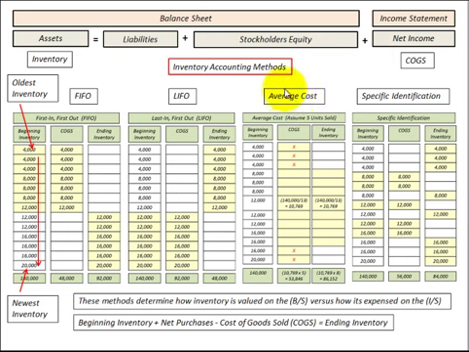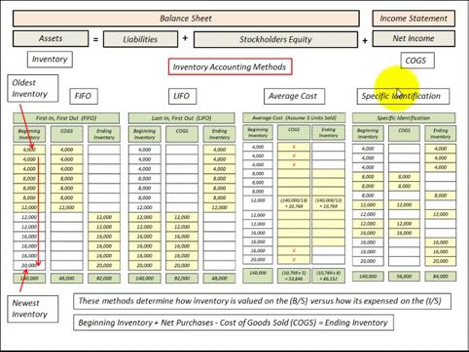Now when we're using our average costing method, this is where we're taking our oldest inventory and our newest inventory and just averaging those costs together. So we get one unit cost. And that same unit cost would be used on our balance sheet in our inventory account, as well as our cost of goods sold in our income statement.